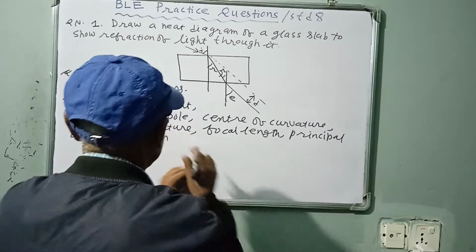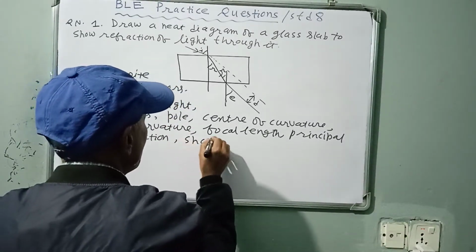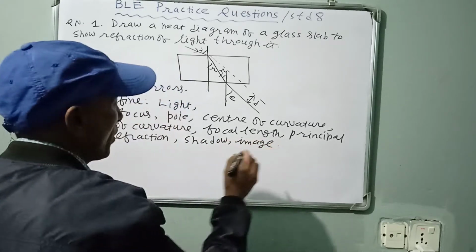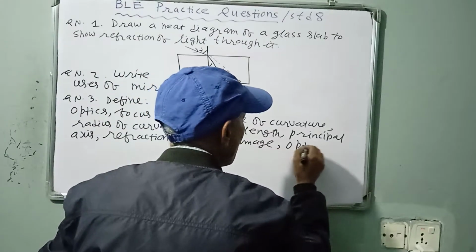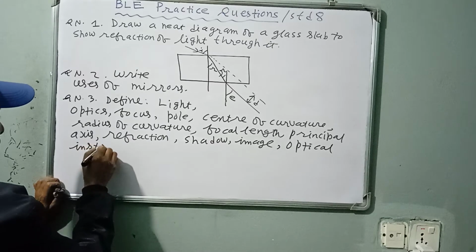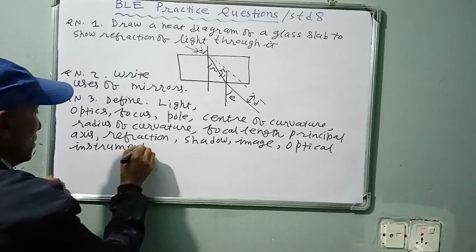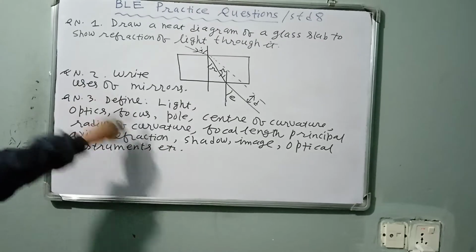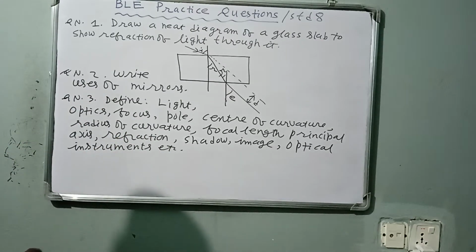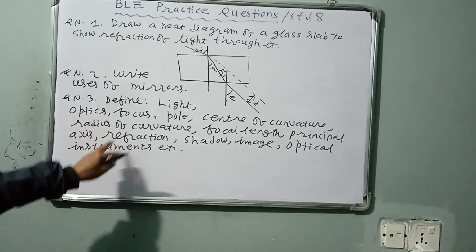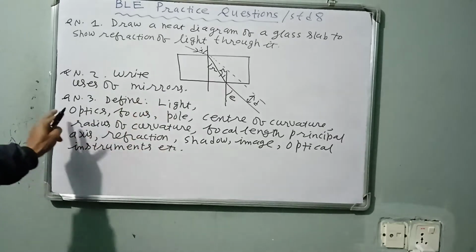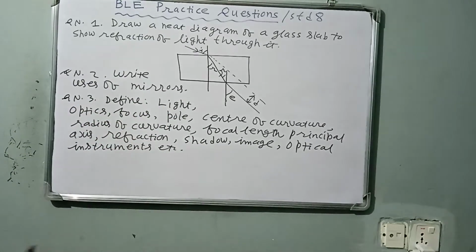You can write another also: shadow, image, definition, optical instruments, etc. They are some of the short questions which you can write yourself, practice yourself. Question number 1, draw. Question number 2, write uses of mirrors. Question number 3, define.